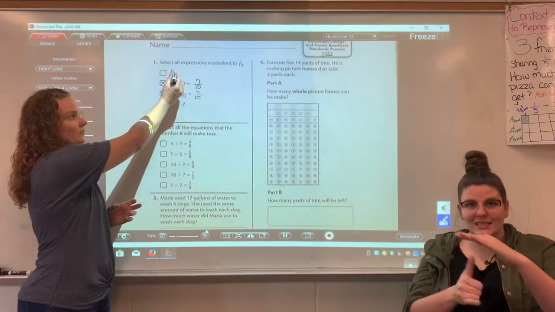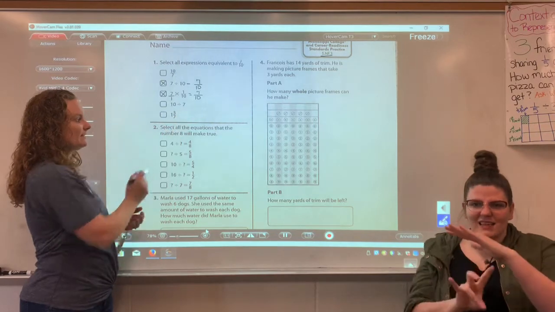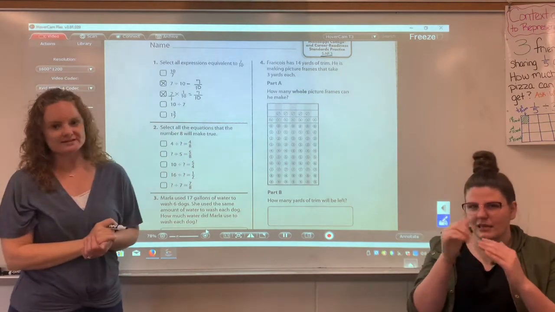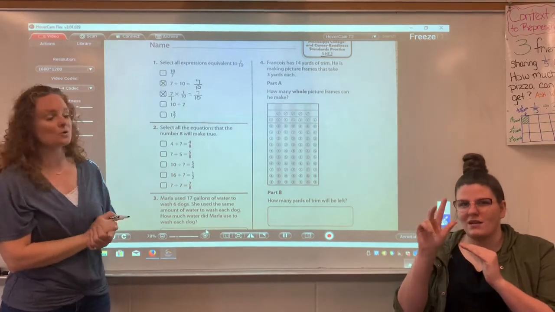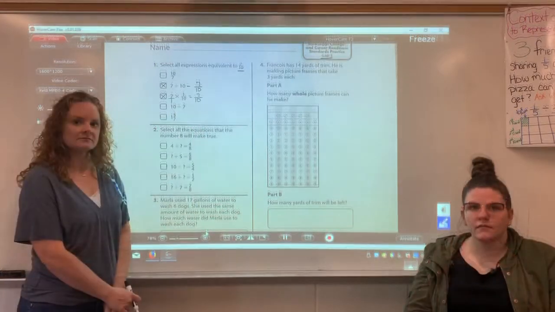This one over here is 10/7. That would not be okay. This one would be 10 divided by 7, which gives you 1 3/7. So all of those are in the same category. They're all equivalent to each other, but they are not equivalent to 7/10.